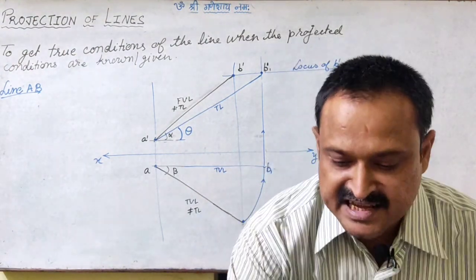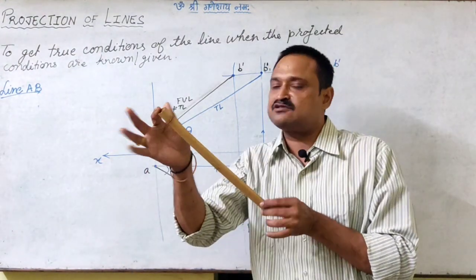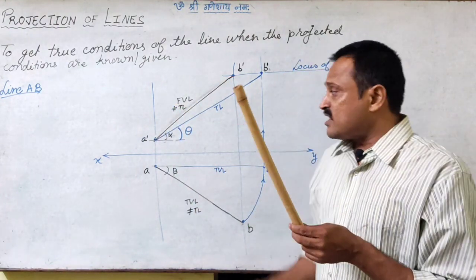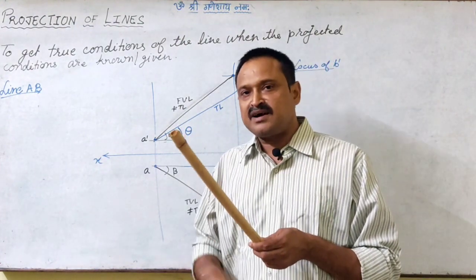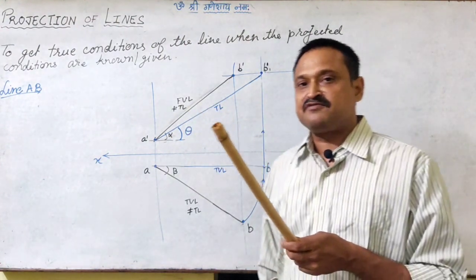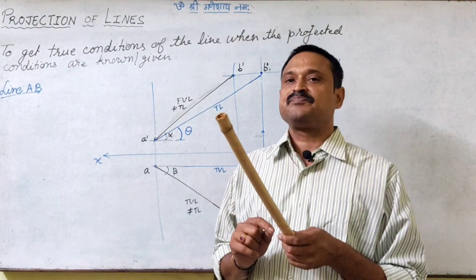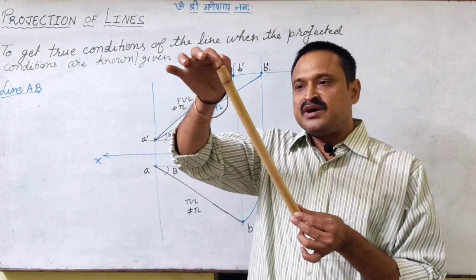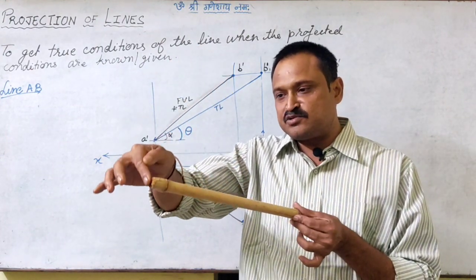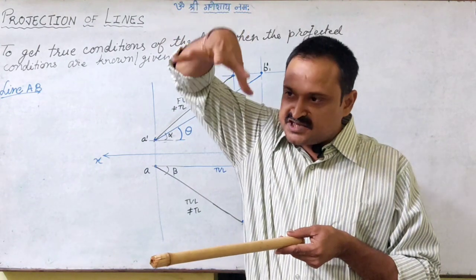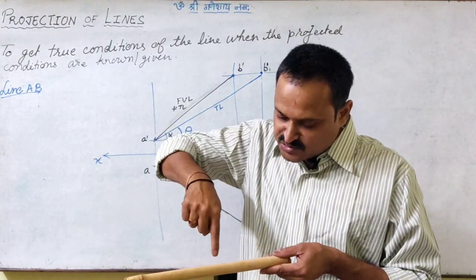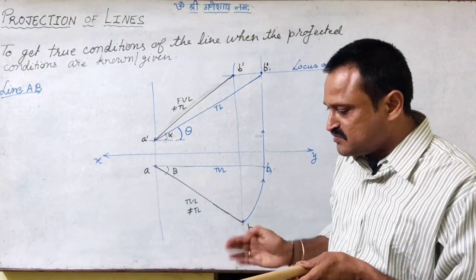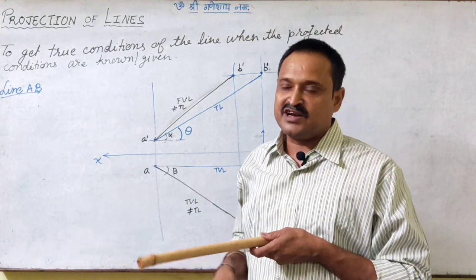Now similarly, I can apply the same fundamental. So I come back to the oblique condition. Now I have determined theta. Now my job is to determine phi, that means the true inclination with the HP. True length we have already determined. So now, if I make this line parallel to HP, I'll be able to see its true length in the top view, and so the true inclination with the VP, because inclination with VP will be visible in the top view only.